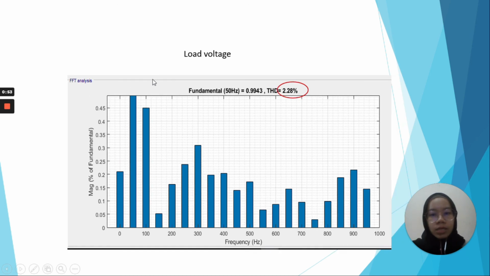The last one is for the load voltage. The THD of the load voltage that we get is 2.28%, which is smaller than the input voltage and also the injection voltage. From this result, it can be concluded that the system becomes more stable with less harmonics. This is because the lower the THD, the higher the efficiency of the system.